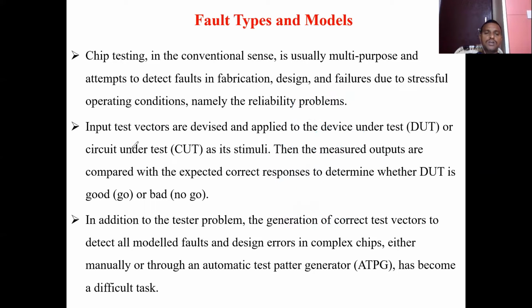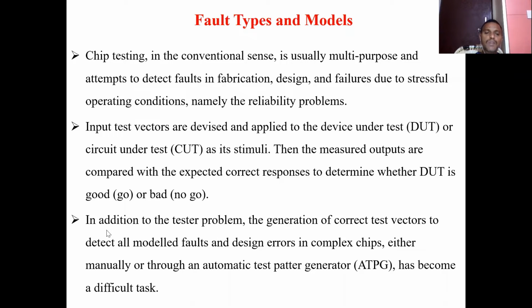So here input test vectors are devised and applied to the device under test, or circuit under test, as stimuli. Then the measured outputs are compared with the expected correct responses to determine whether the DUT is correct or not. To verify whether the design under test is correct or not, we compare the expected correct responses with the obtained responses for the given input test vectors. That is the process we are going to follow.